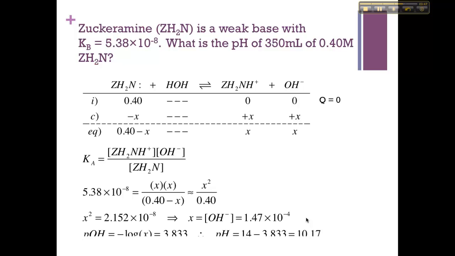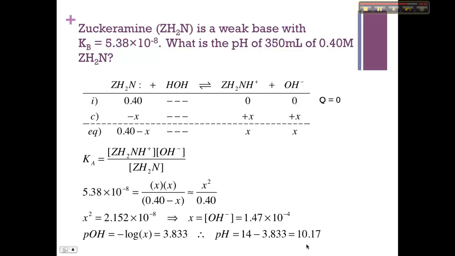And to finish this bad boy off, we see that the POH is equal to the minus log of that X, and that's 3.833, and the pH is 14 minus that. So not too hard of a problem to do. You just have to identify it as a base and know that you're going to end up with the OH minus, which gives you this last step right here that you have to do.